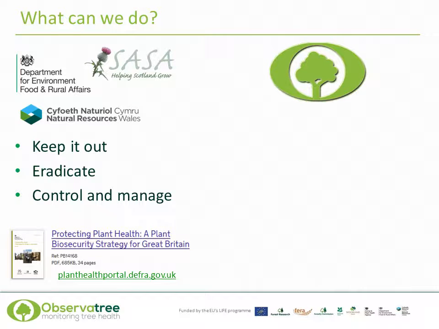Observatree aims to protect the UK's trees, woods and forest from new pests and diseases, either arriving or spreading across the country. The earlier these are spotted, the higher the chances that outbreaks can be eliminated or controlled, assisting the government in achieving its second principle.